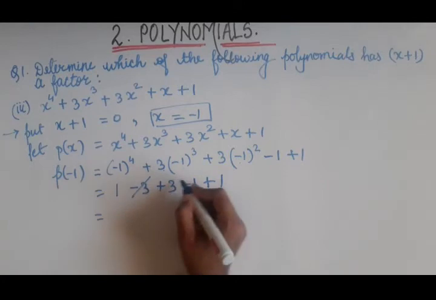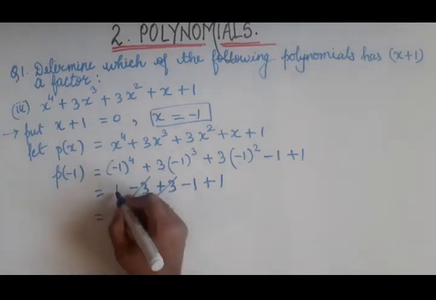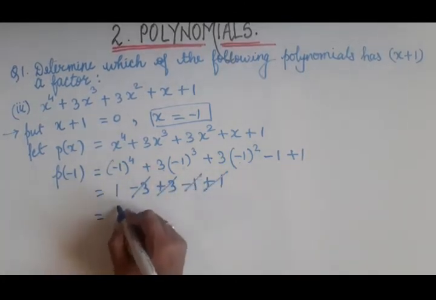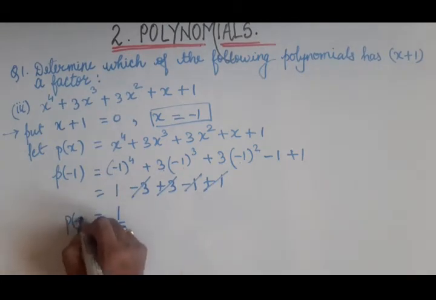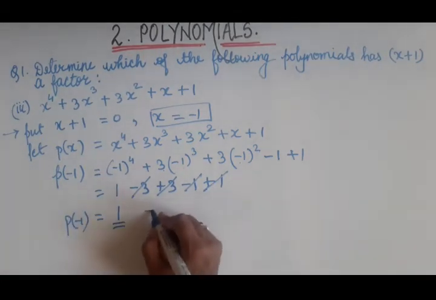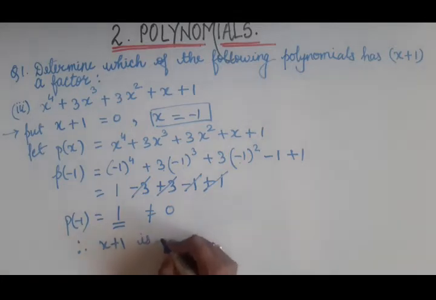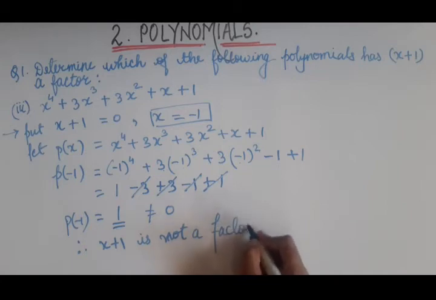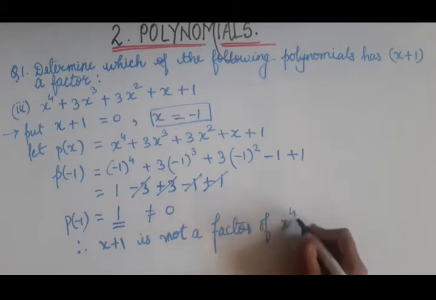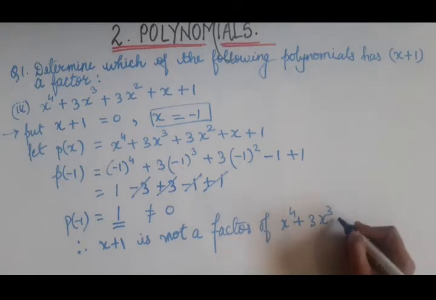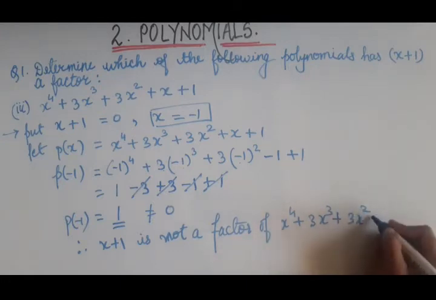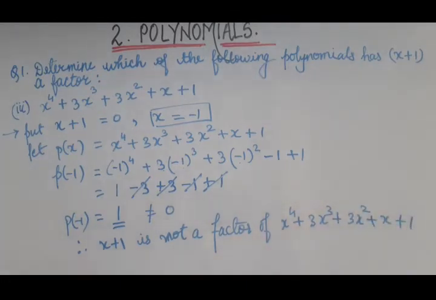Okay. So this minus 3 plus 3 cancelled. This plus 1 minus 1 cancelled. What remains is 1. So you got p of minus 1 as 1, which is not equal to 0. Therefore, x plus 1 is not a factor of x raised to 4 plus 3x cube plus 3x square plus x plus 1. Okay, so it is not a factor.